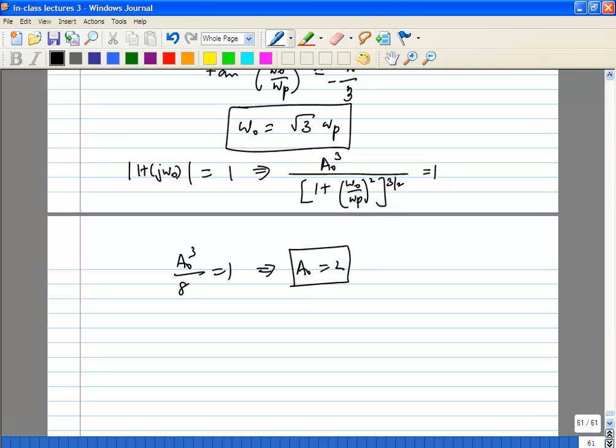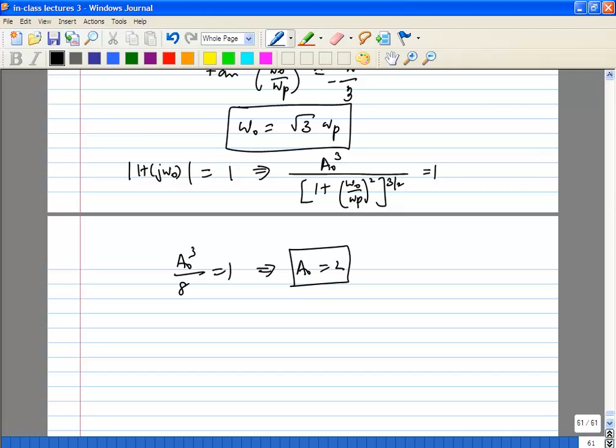Okay, so let's take the case of A naught less than 2. That's simpler. What happens when A naught is less than 2? It won't oscillate. Okay. So let's take A naught greater than 2. What happens? Increasing oscillations.